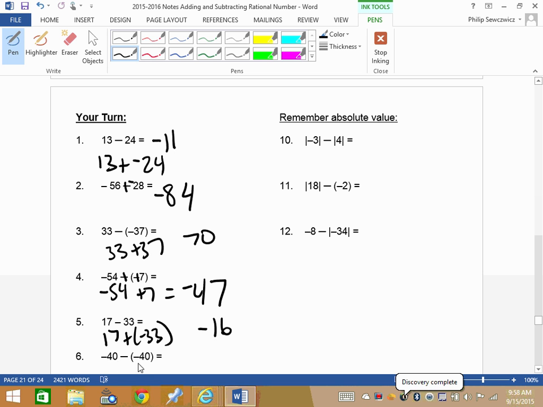Number 6, again, double negative. So it is negative 40. And that is plus 40. They are opposites. So the answer is 0. Let's scroll down here a little bit.